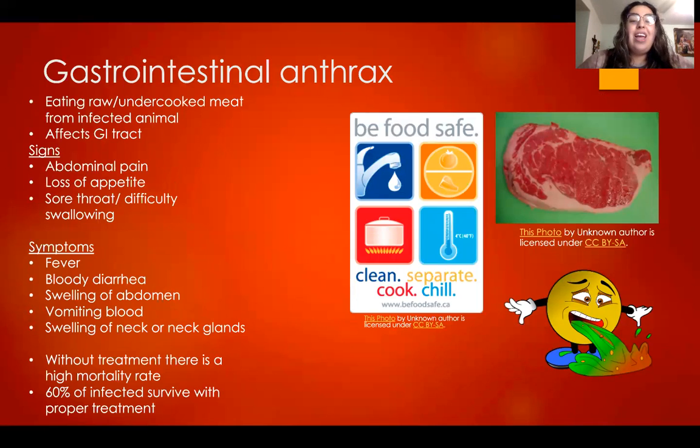The other form of anthrax is gastrointestinal anthrax, and this is acquired by eating raw or undercooked meat that may have come from an animal infected with anthrax. This affects the GI tract, and signs to look for are abdominal pain, loss of appetite, sore throat, and difficulty swallowing. Symptoms include fever, bloody diarrhea, swelling of the abdomen, vomiting blood, swelling of the neck or neck glands, and septicemia. Without treatment, there is a high mortality rate, but 60% of those infected survive with proper treatment of antibiotics.